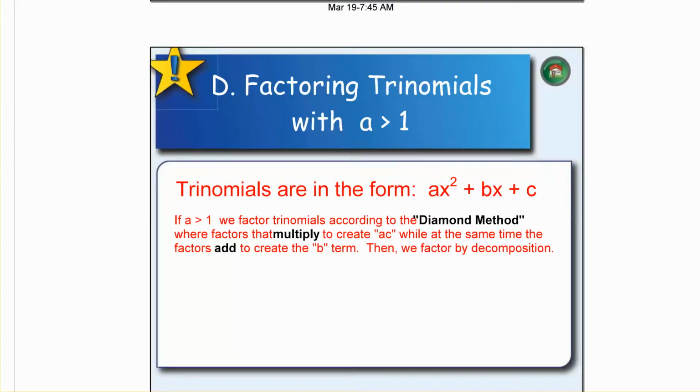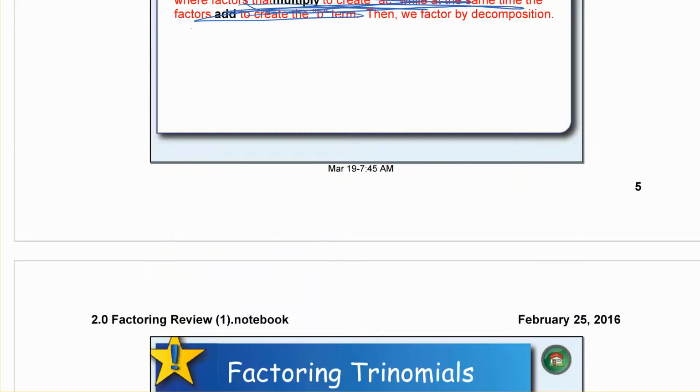Okay, so next one, we're going to do factoring trinomials with a greater than 1. What that means is the a out front is going to be some number. It's not just going to be 1. I'm going to get you guys to ignore this diamond method thing and pretty much all of this. I'm not a big fan of it. I wish I wouldn't have printed it out for you now. It's kind of a gimmicky way to do this. I'm going to show you a more realistic way to do it.